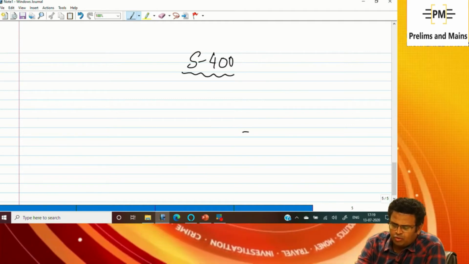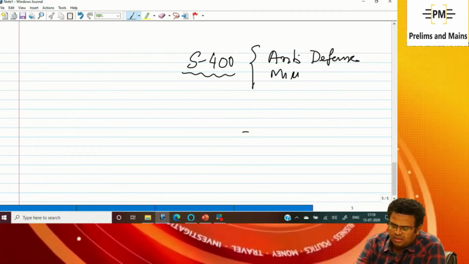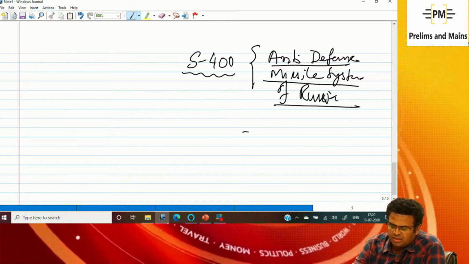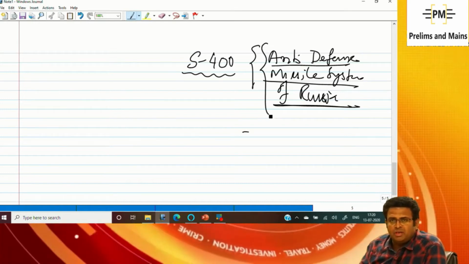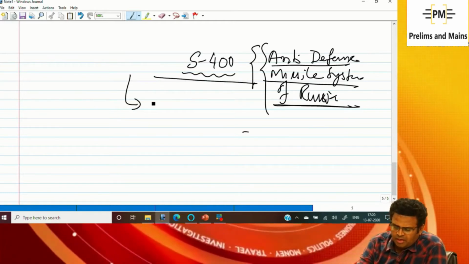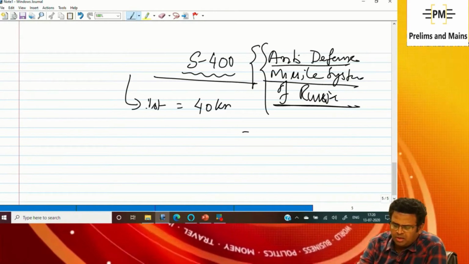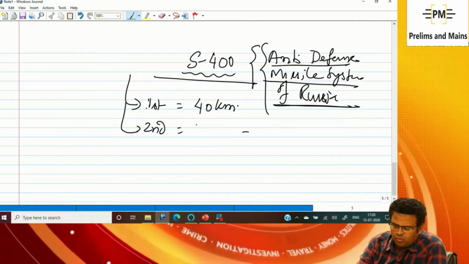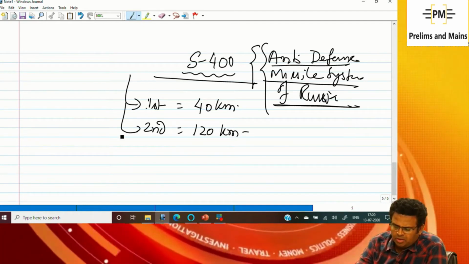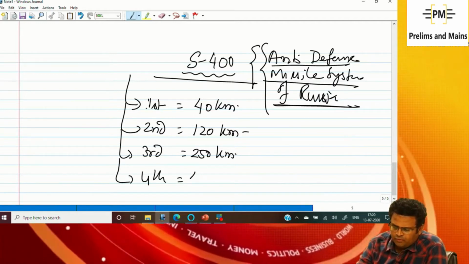Like the S-400, it is an anti-defense missile system of Russia. You have heard of it many times. The S-400 has 4 variants. The first variant can destroy up to 40 kilometers distance, the second up to 120 kilometers, the third 250 kilometers, and the fourth 400 kilometers.